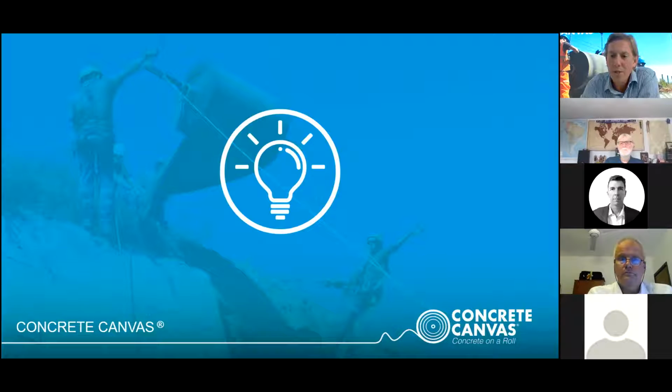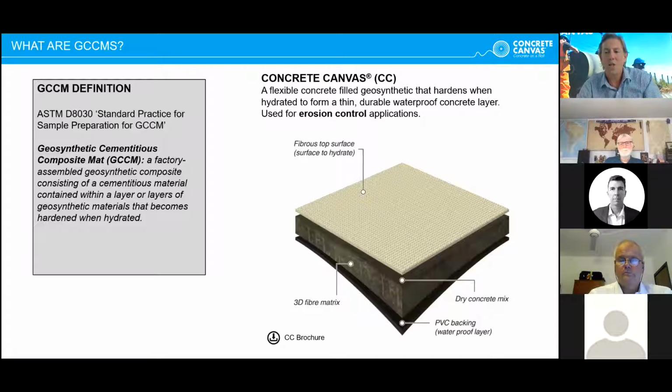So what is concrete canvas? What is this material? Apart from being the fabric that was developed in order to get the concrete canvas shelters to work? Well, essentially, it's a flexible polyester geotextile. It's a 3-dimensional fiber matrix, and it's filled with a high early strength dry concrete mix. One surface is porous, and that's the surface that it's hydrated through, and then the rear surface has a waterproof PVC coating. The material, as it's supplied, comes in a roll, and it's flexible, and it's very simple to use.